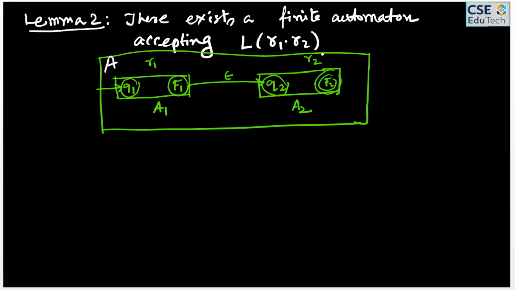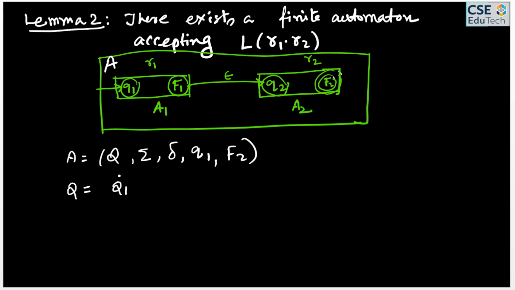Now, again, we can define the machine A. Suppose machine A is defined as we have defined previously: Q, sigma, delta, Q1, and F2, because the starting state will be Q1 and the final or accepting state will be F2. What will Q be? Here Q will be the states of Q1 union the states of Q2, where Q1 is the initial state and F2 is the final state.